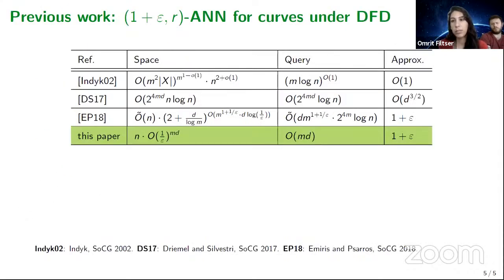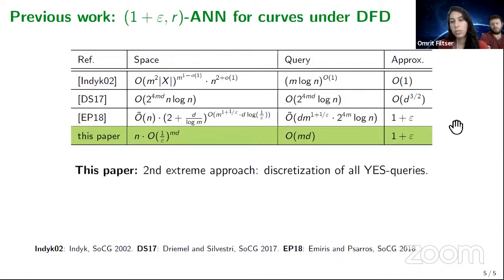So let's look at the previous work for this. You can see that there's a constant approximation, but the space bound is exponential in the size of the universe, the domain in which the curves are defined. And other algorithms give query time which is exponential.